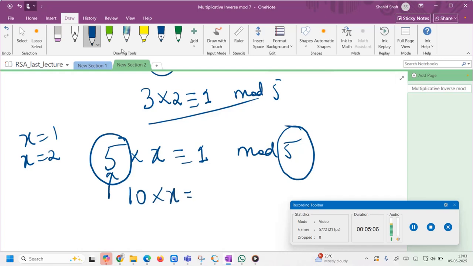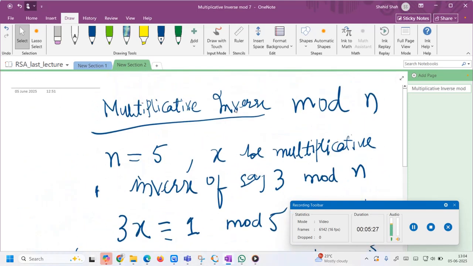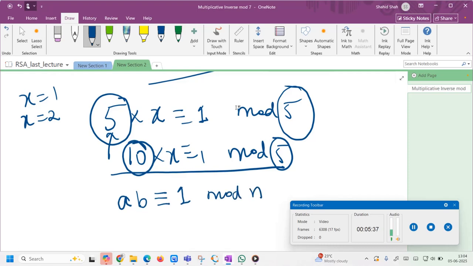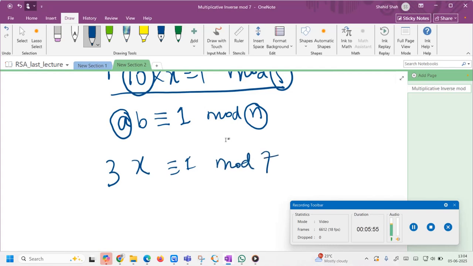Even if it is 10 times x equal to 1 modulo 5, you will find that if the number we are multiplying and the number with respect to which we are finding the modulo are not relatively prime, then we will not be able to find its multiplicative inverse. For a multiplicative inverse, it is very important that if a times b is congruent to 1 modulo n, then a should be relatively prime with respect to n. That is very important. Now let's take one more example. Let's find the multiplicative inverse of 3, but this time modulo 7.